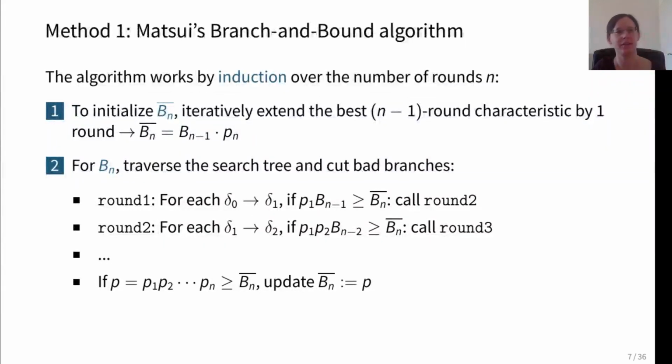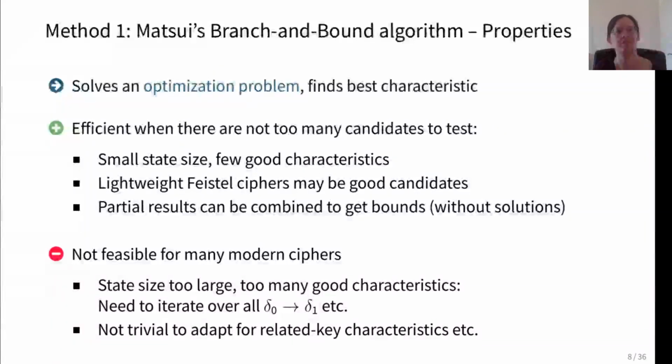Okay, so this is already the first method. I won't say much more about it because it doesn't play that much of a role in typical recent designs. So let's briefly summarize what the properties are, and then look at the next method. To summarize, this is an algorithm that solves an optimization problem in the sense that it really guarantees to find the best characteristic. And it works well when there are not too many candidates to test. So exactly what we just said: a small state, few good characteristics. So a lightweight Feistel cipher might be an ideal candidate for this.